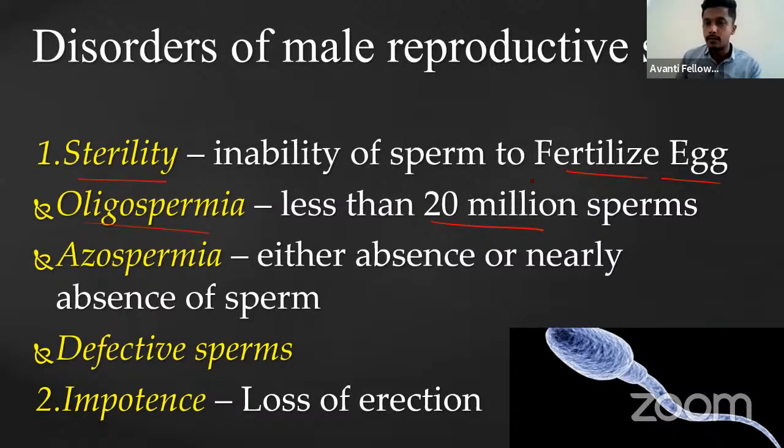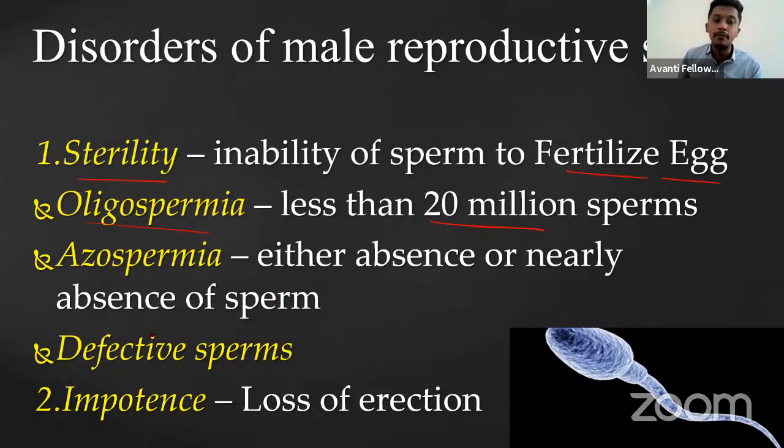So that is called as oligospermia. And then we have azoospermia. Either the sperms are absent, or they are nearly not there at all, or they don't have the proper motility. So this is called as azoospermia.